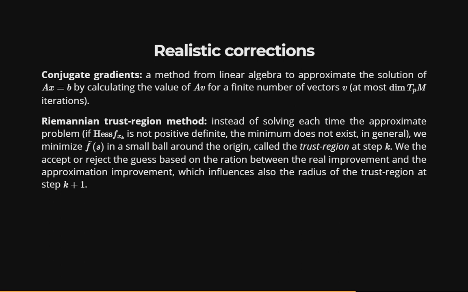So what do we do instead? We minimize the functional f tilde, the approximation, in a small ball around the origin. Doing that still means having to deal with the linear system from before, but not in the same way. This small ball, remember, what is this small ball? It is a small ball in the tangent space. So we have the tangent space of M at P, and we draw a small ball, the vectors of norm less than or equal to epsilon. And it's called the trust region at iteration k.